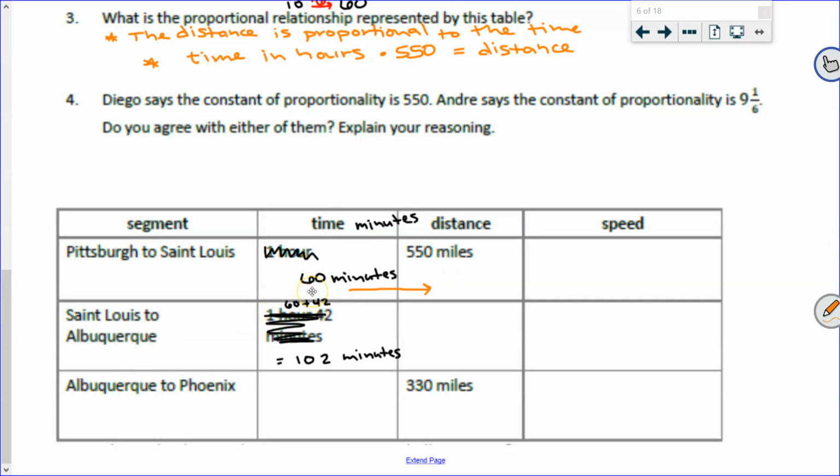So can I take that 60 and multiply it by 550 and get 550? No. So what do I need to do? We need to figure out what number we're multiplying by. You're going to work with your groups on that right now. What are we multiplying by? Use your calculators. You have 30 seconds before we come back together. Go.